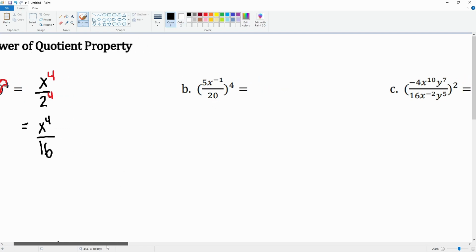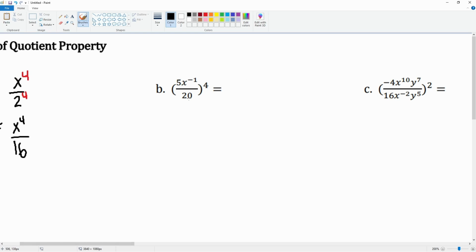All right, and next we have this. Okay, we have 5 over 20 x to the negative 1, all to the 4th. We can distribute that 4, but it is better if we simplify certain things first. So do you see how we have that 5 over 20? That can be simplified to just what? 1 over 4. Okay, 1 over 4.